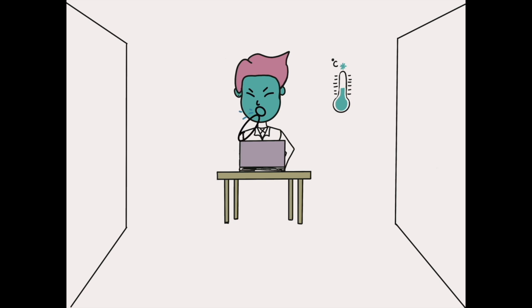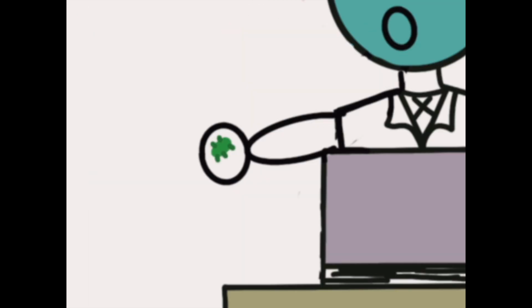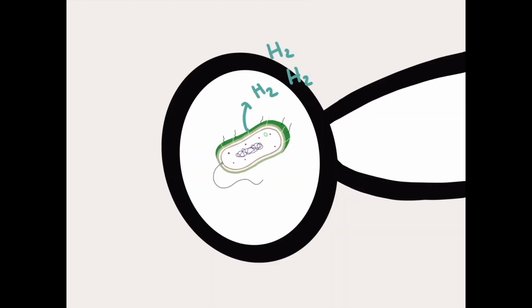Small hydrogen gas-producing bacteria such as E. coli might be the answer. These tiny bacteria can convert carbohydrates from biomass waste into valuable hydrogen gas.